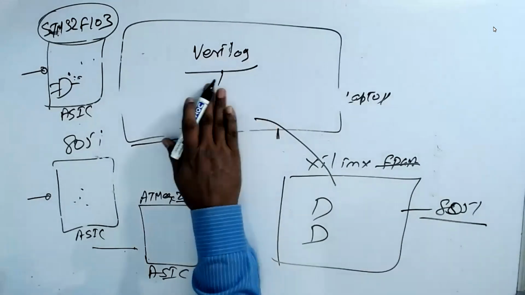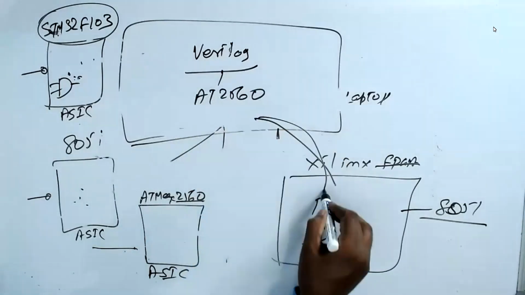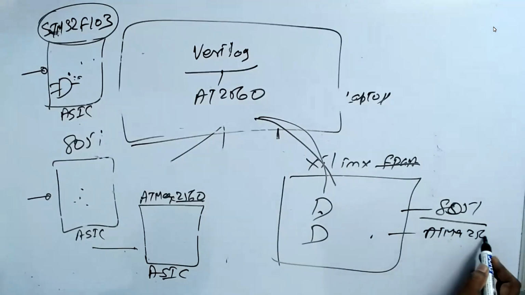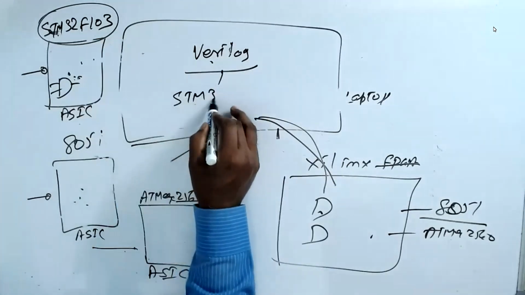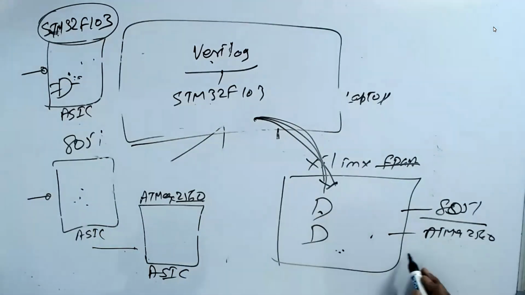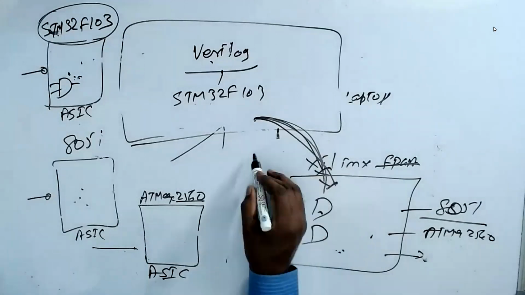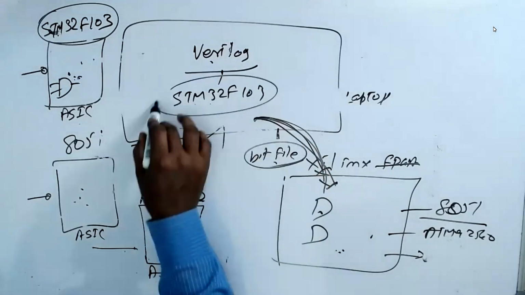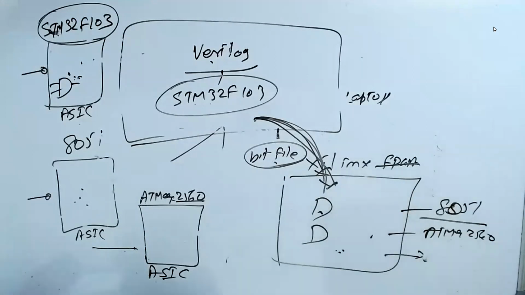Now, I modify this to ATmega2560 and download it there. It will become an ATmega2560. If I write a Verilog code for STM32F103 and download that, this Xilinx becomes that. Whatever bit file you download, we call it the connection file, the bit file, generated by your synthesis process, the FPGA can be any of the ICs.